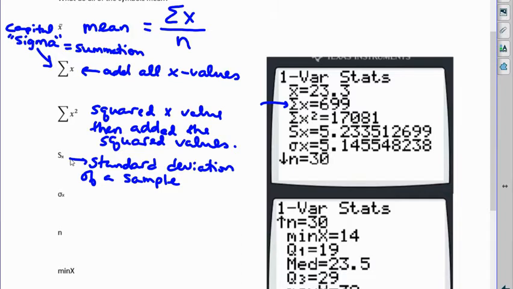Now, if you have a population, this is also sigma. This is a lowercase sigma. We use Greek letters to show population values, and this is the standard deviation of a population.